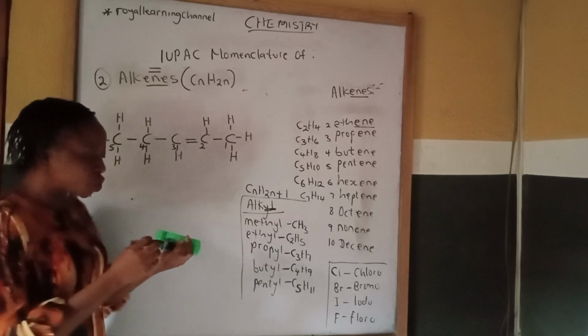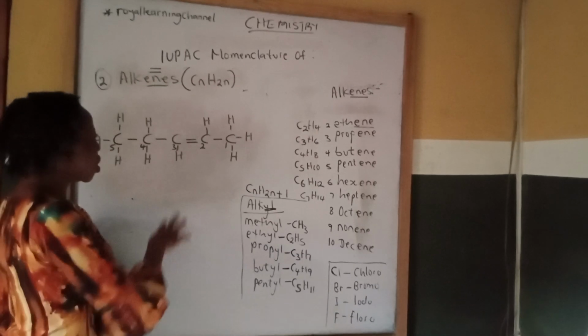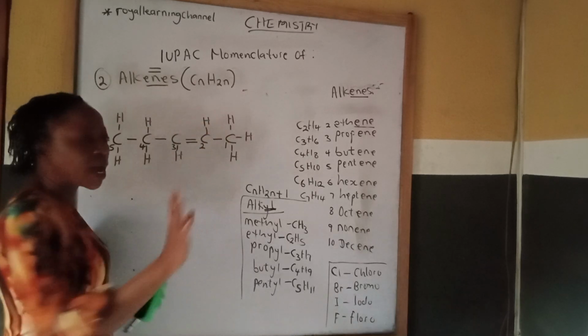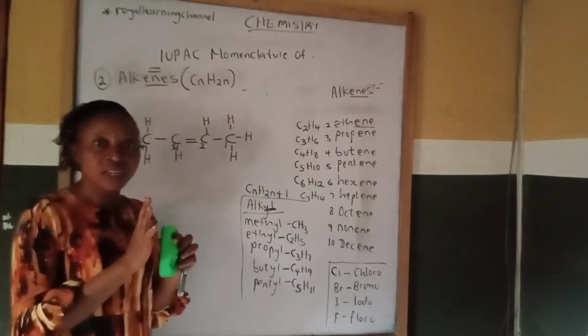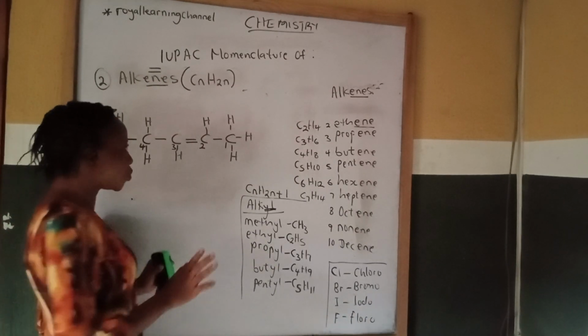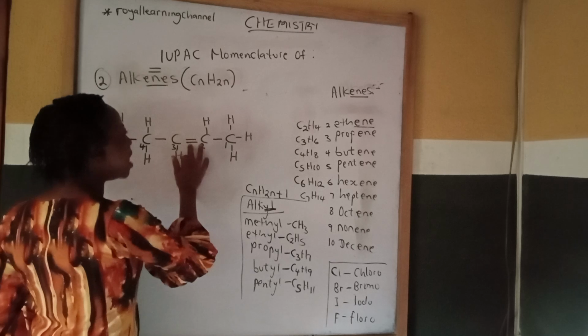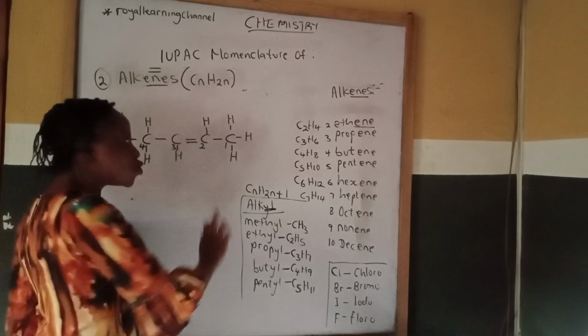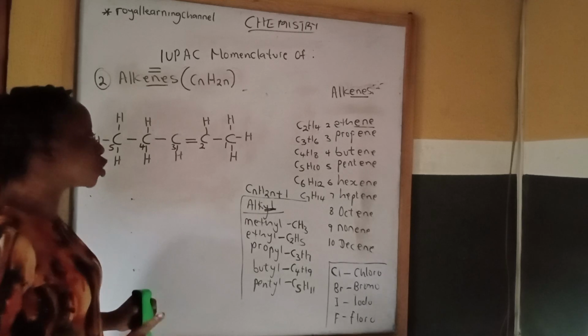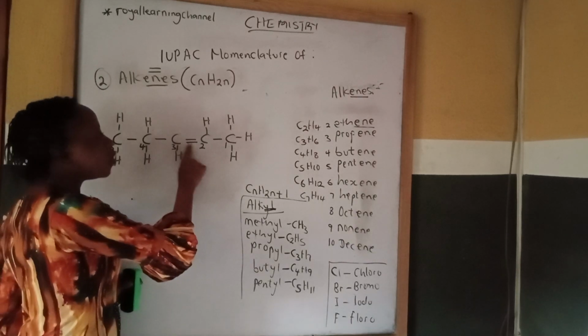Now, there is no substituent in this structure, because this structure contains only carbon and hydrogen. So therefore, it is a hydrocarbon, so there is no substituent. But we must name the position of this double bond. Despite the fact that there is no substituent in our structure, we have to name the position of this double bond.